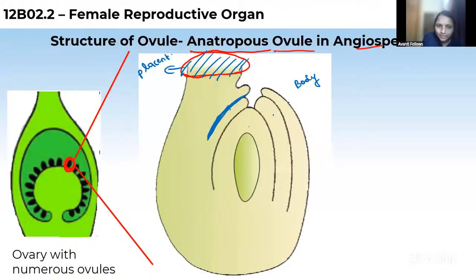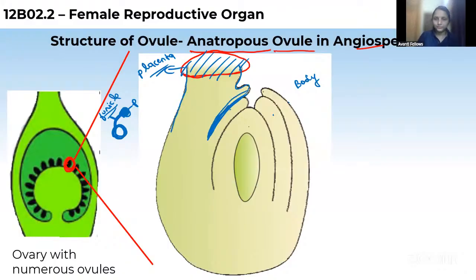For example, you can see this is the main body, and it is attached to this part. This is the placenta. See here. This is the placenta. This is the main body of the ovule. And this is attached to this placenta. This part where this is attached to the placenta, right? That is called the funicle. Did you understand this? You can see this is nothing but the funicle.